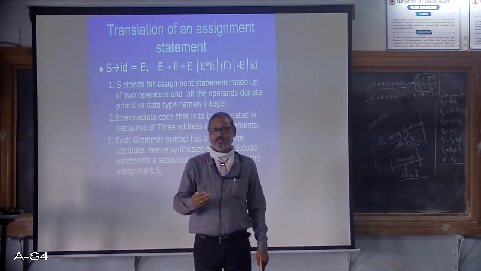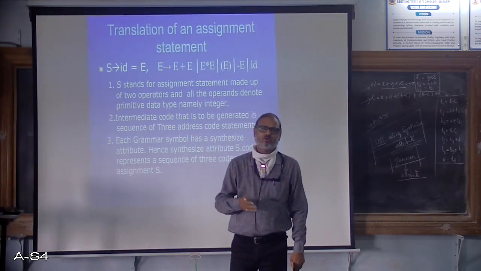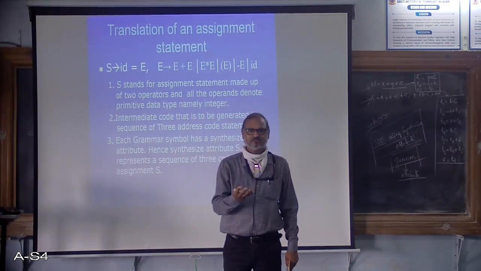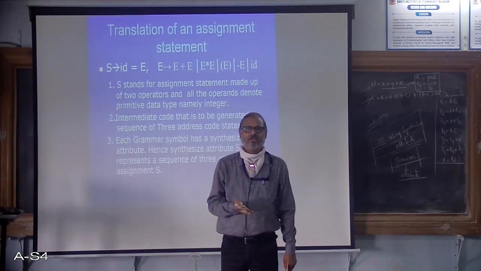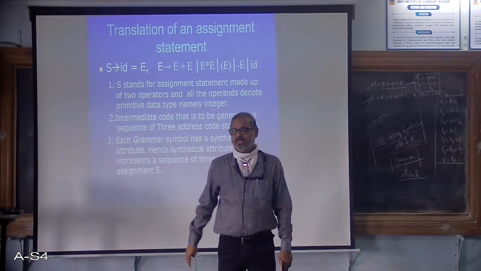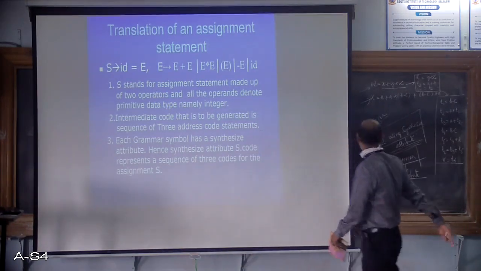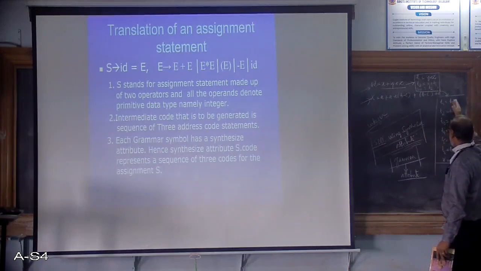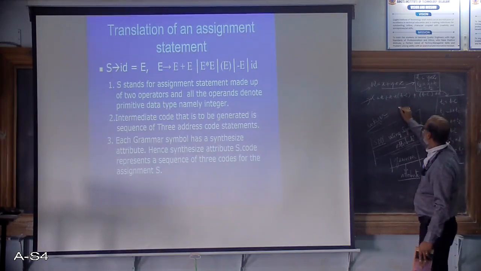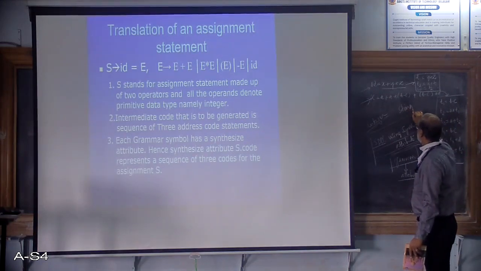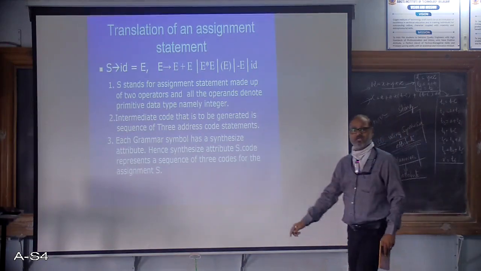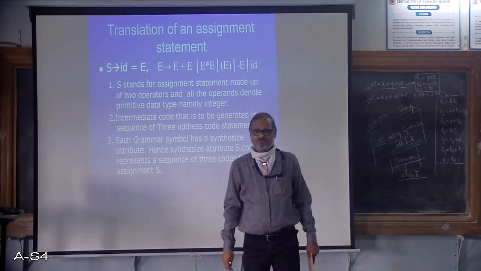Here it could be an integer, it could be a float, it could be a number, it could be a string, it could be a boolean, and so on. Since we are going to generate the sequence of 3 address codes, my attribute is of type string.